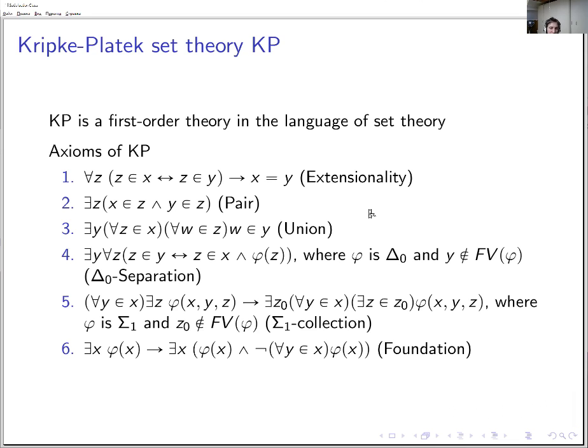Oh, sorry, here's a typo. So, foundation. I put this negation symbol here, but it should be over phi rather than outside. So if you have some definable property phi and there exists at least one element satisfying it, then there exists a membership-minimal element that satisfies this property. So this is what's going on here.